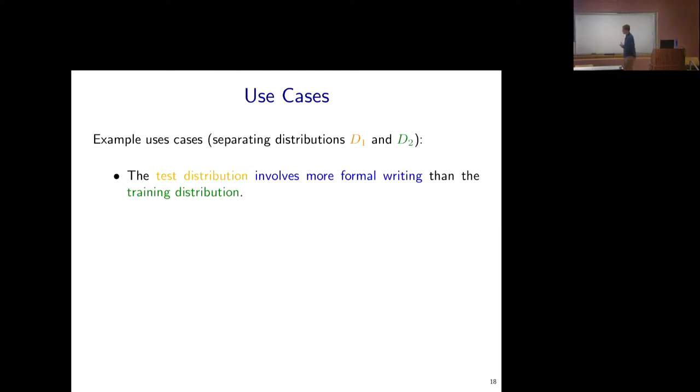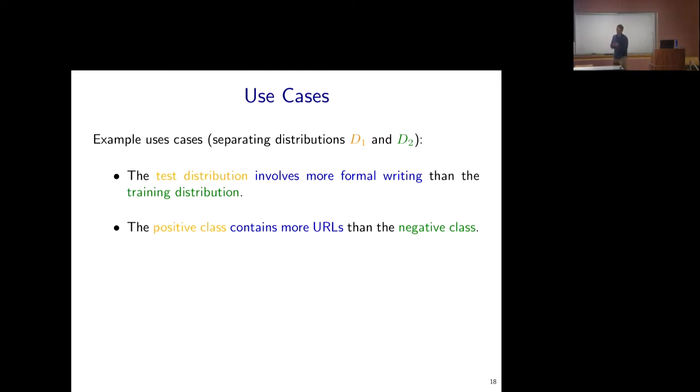What are some example use cases where we would want to separate two distributions? One is distribution shift. I trained on one distribution and I'm testing on a new distribution, and I might care what the differences are. Maybe I find out that the test distribution involves more formal writing than the training distribution, and that's a potential source of OOD failures.